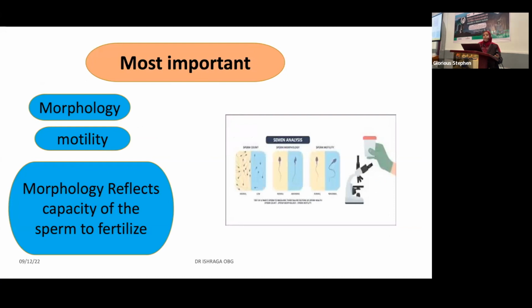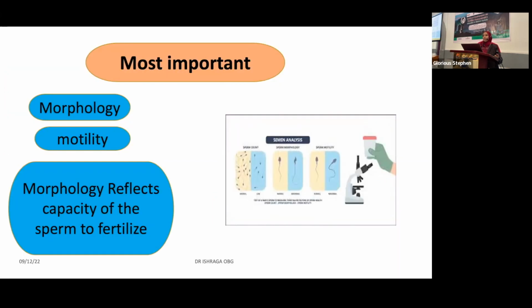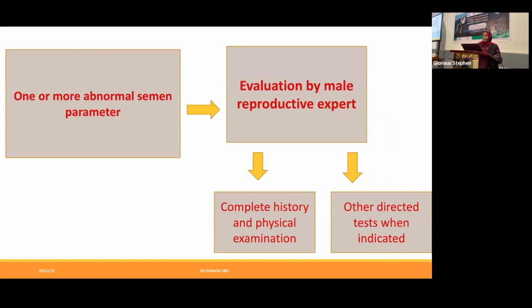If we have one or more abnormal semen parameters, we refer the male partner to be evaluated by a male reproductive expert for complete history, physical examination, and for other directed tests if indicated.